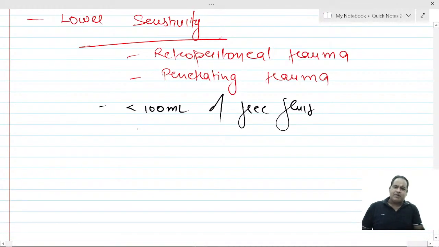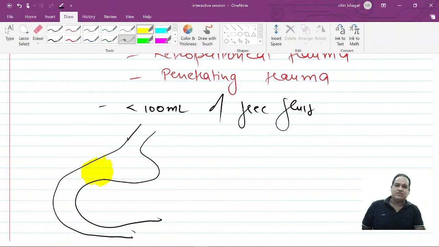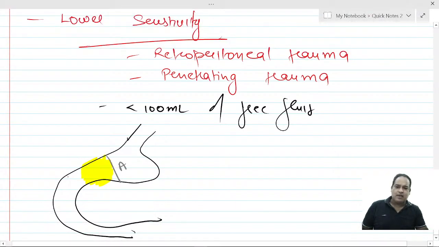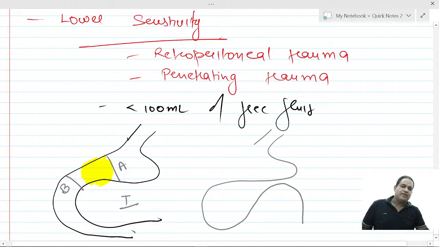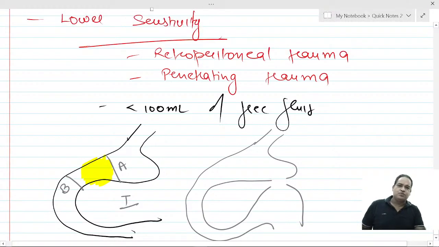Gastric reconstruction, Billroth 1 is simple. Let's say this is the stomach. You remove this part and connect the rest. Let's say you connect A with B. That will be Billroth 1. And if you connect it like this, that will be Billroth 2.